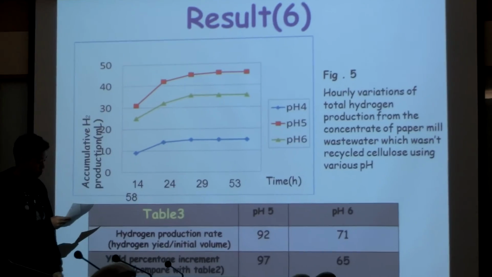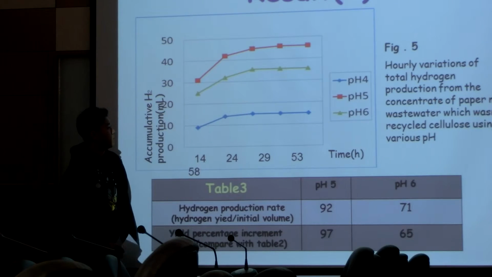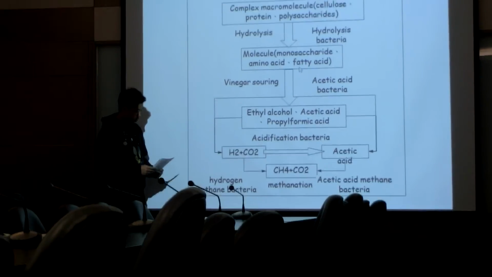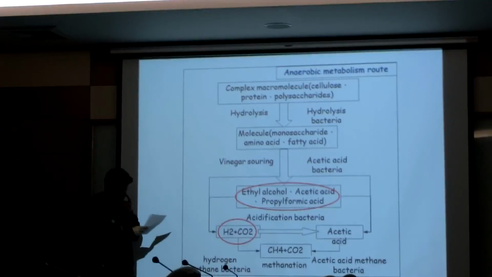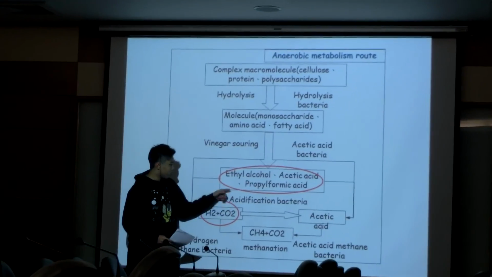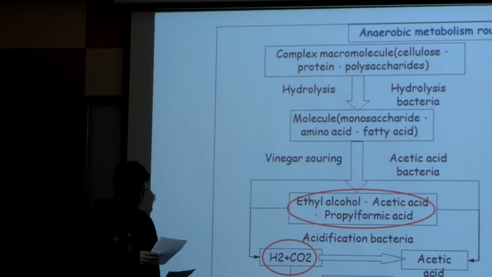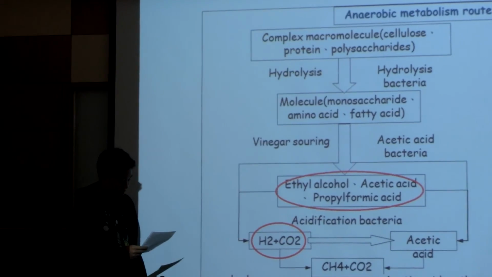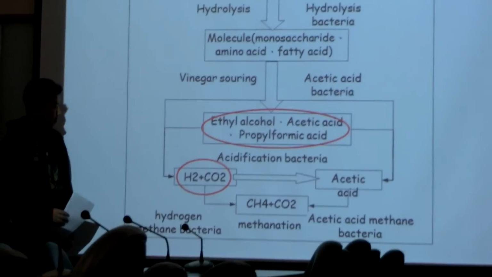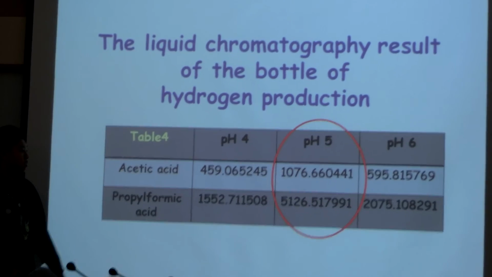We can see the best pH value of the paper mill wastewater which hadn't been recycled cellulose is pH 5. In this chart, acetic acid and propionic acid have more production and better hydrogen production yield. On this chart, we can see that pH 5 has been the best.